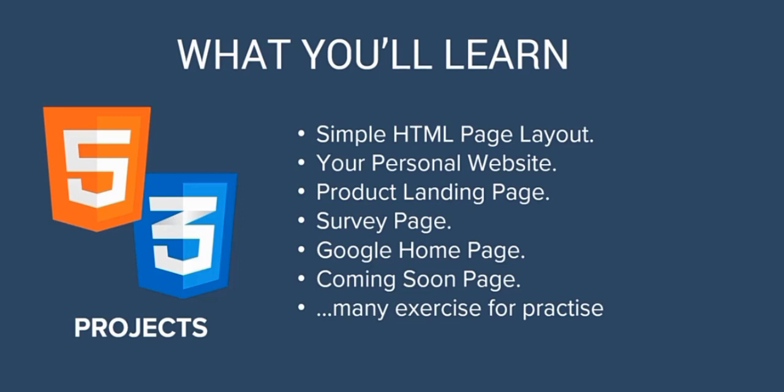After you understand how to create a personal website page, then we'll take a website called Casper.com and we'll try to replicate their Casper product landing page and create a similar landing page. We really go from nothing to creating a product landing page. Then we'll create a survey page. We'll also take the Google home page and we'll create exactly that using HTML and CSS. Then we'll create a coming soon page which you can use for your website as well.